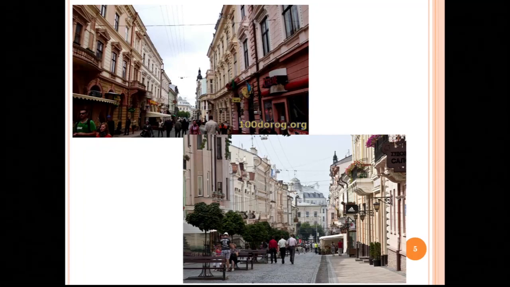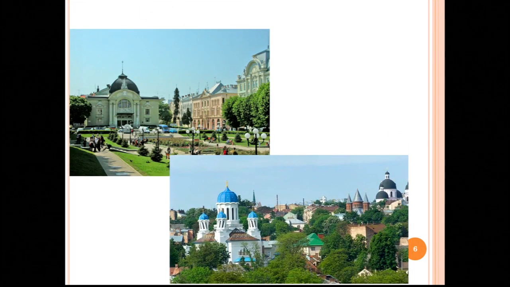Here, some view of our town. It's a main street. You can see this Austrian-Hungarian type, just a little bit German type buildings. Here, our theater and the view from the top of Chernihiv town.